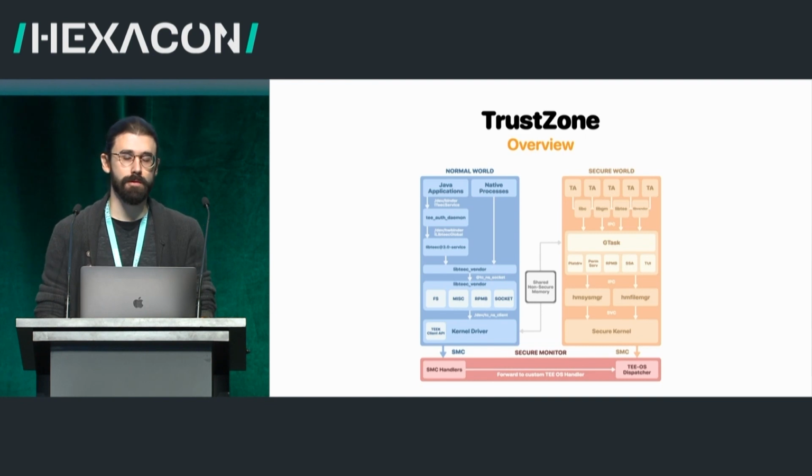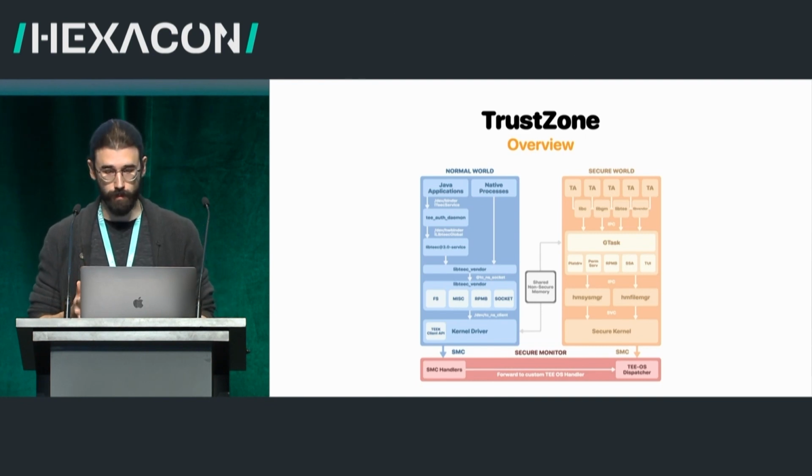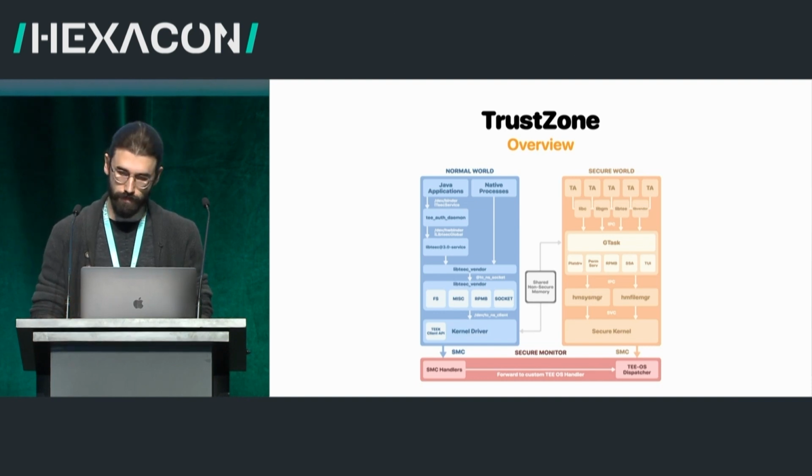All right, so now let's talk about Huawei's TrustZone implementation. In the introduction, we explained that ARM TrustZone can be used to divide the execution environment into two worlds, the secure world and the normal world. And in this part, we're going to present the different components that exist in each of them, how they work, and how they interact with each other.